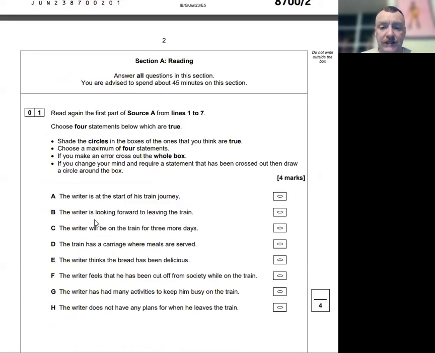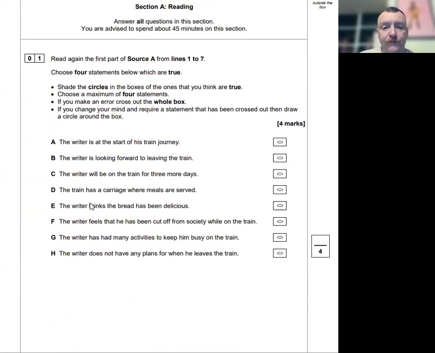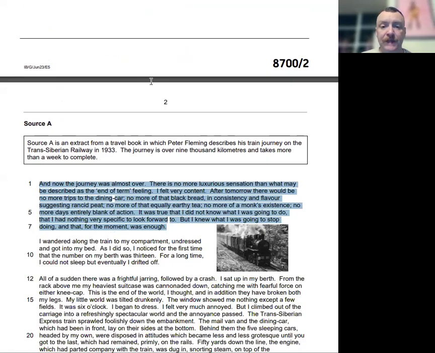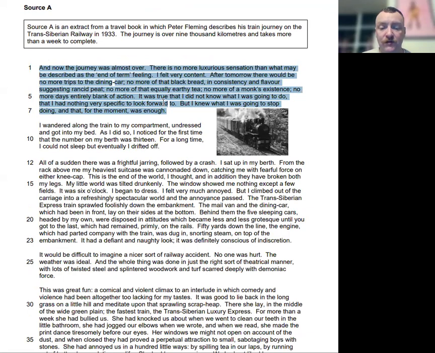So let's get into this. Let's have a look. So question 1, read again the first part of source A from lines 1 to 7. Again, I've emphasized this in paper 1, but it's really important that you make sure you understand the question. You're only focusing on source A for this question. You're only focusing on lines 1 to 7. So what that means is this highlighted paragraph here at the top of source A, that is the only area where you are taking your references from. It's the only part of the text that you need to read for this question.